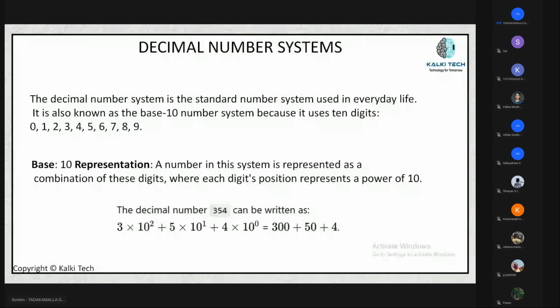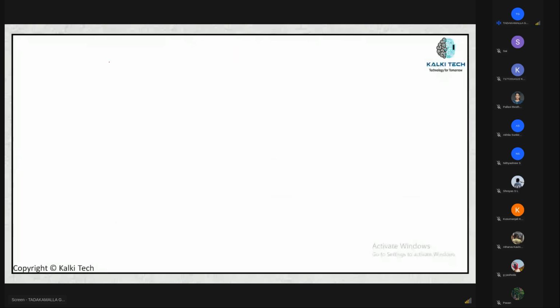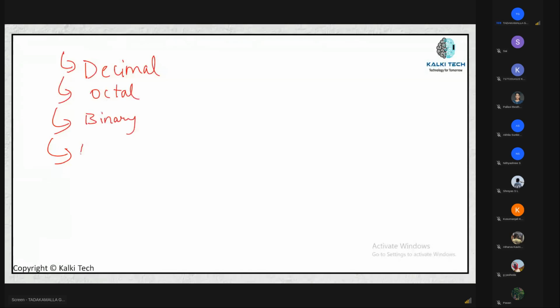Now, basically, we will start with the topic called number systems. In number systems, we have different types of numbers: the decimal number system, the octal number system, the binary number system, and the hexadecimal number system. Can anyone tell me what is the base of the decimal number system?